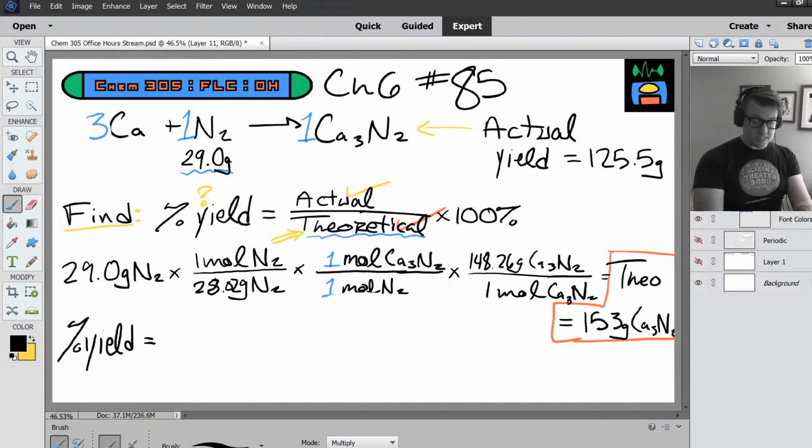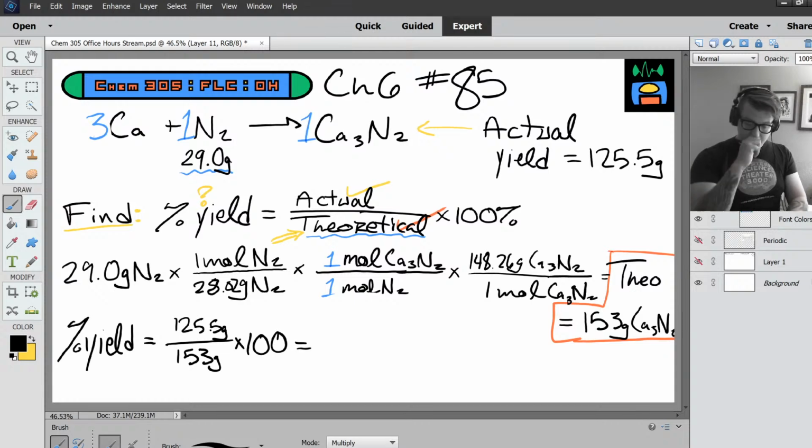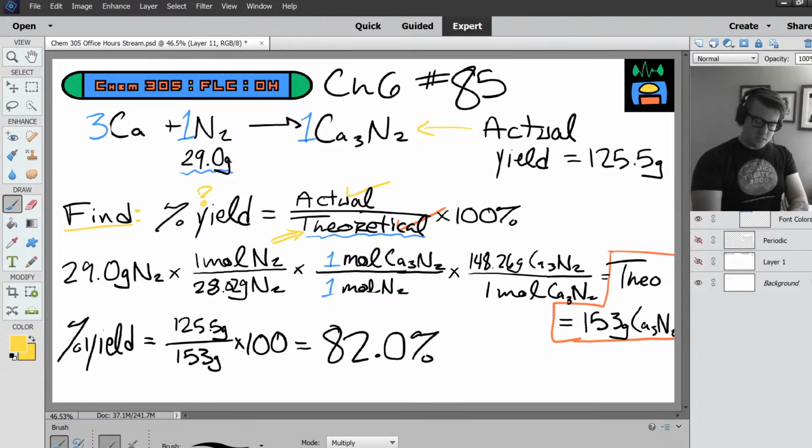Our percent yield is equal to actual over theoretical, 125.5 grams over 153 grams times 100. 125.5 divided by 153 times 100. Let's see, and we can keep 3 sig figs, right? So this will be 82.0% is our percent yield of calcium nitride.